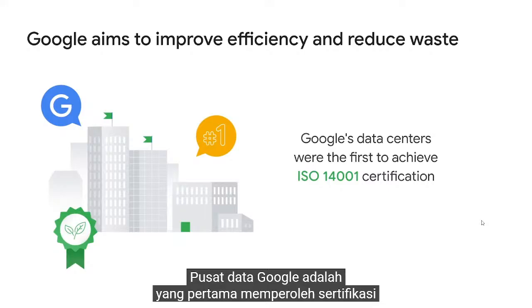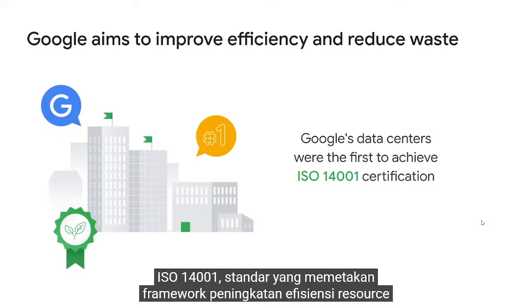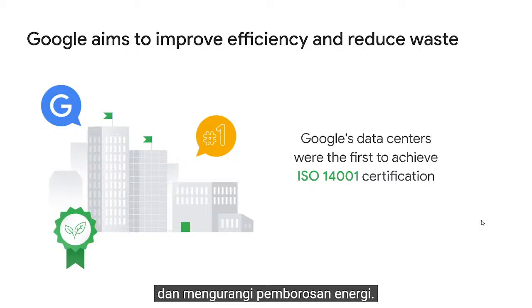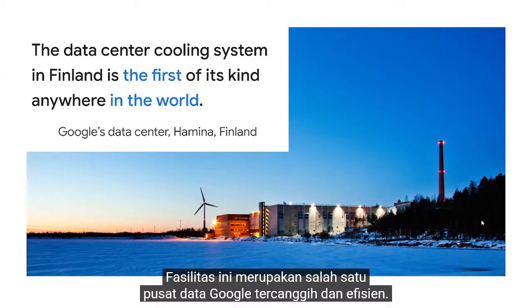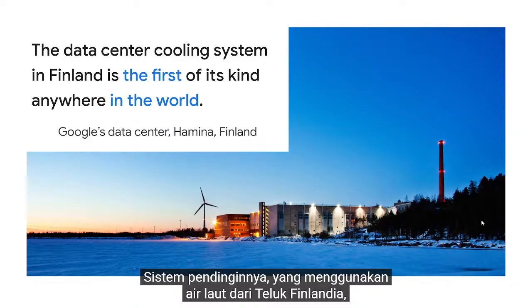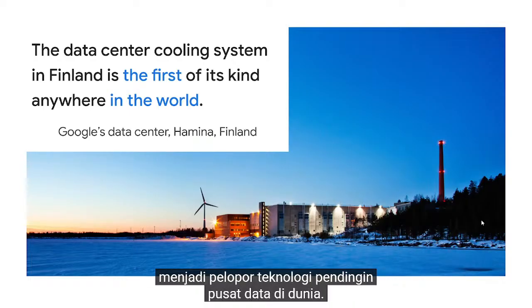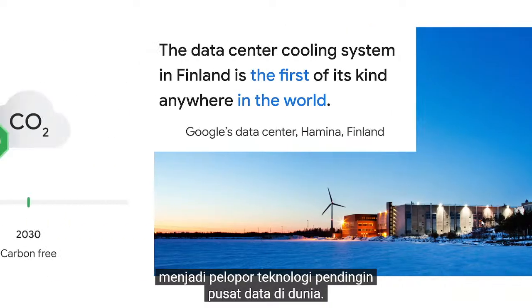Therefore, it's important to note that Google's data centers were the first to achieve ISO 14001 certification, which is a standard that maps out a framework for improving resource efficiency and reducing waste. This is Google's data center in Hamina, Finland. The facility is one of the most advanced and efficient data centers in the Google fleet. Its cooling system, which uses seawater from the Bay of Finland, reduces energy use and is the first of its kind anywhere in the world.